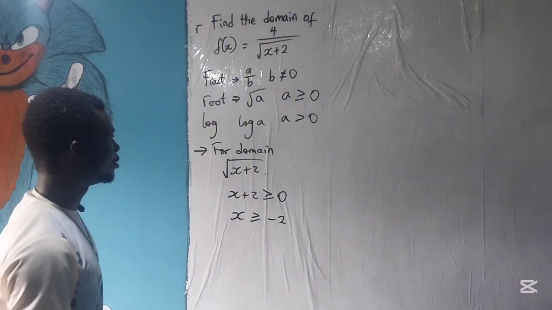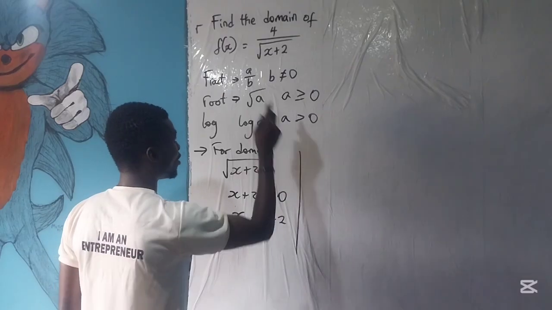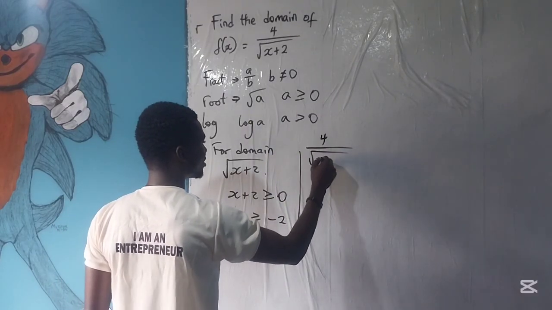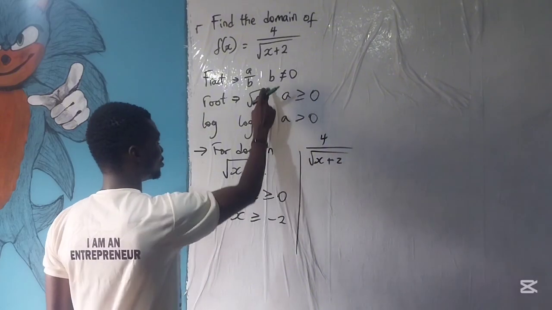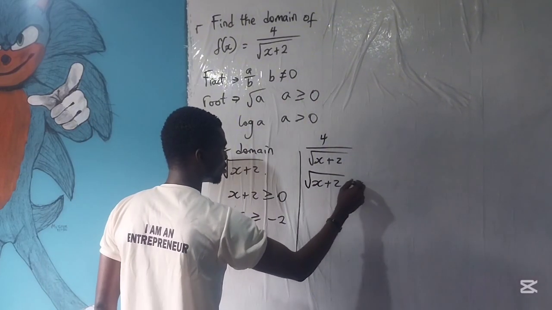So that's the first thing. But that's for the roots. Now we also have the fraction, which is 4 over the square root of x plus 2. Now what do we say about a fraction? The denominator must not be 0. What's the denominator? Root x plus 2 must not be 0.